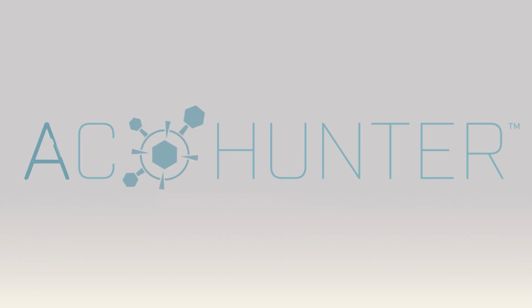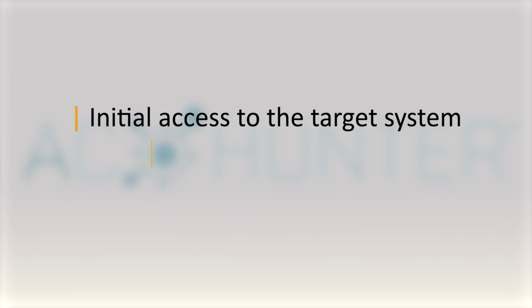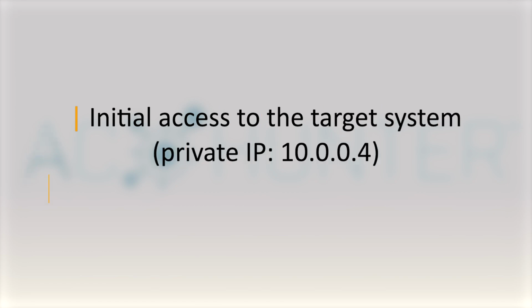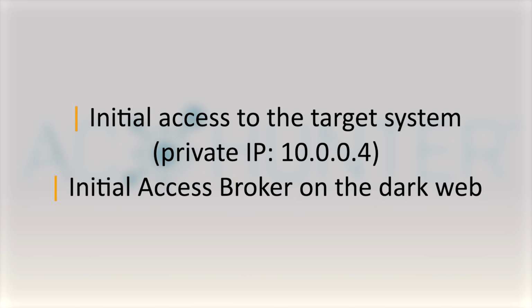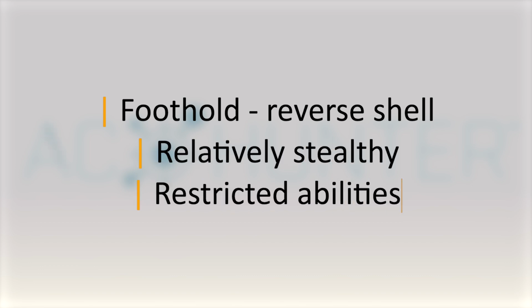The attack chain began when the adversary acquired initial access to the target system with a private IP of 10.0.0.4 through an initial access broker on the dark web. Now, this access provided them with a foothold via a reverse shell, which offered the advantage of being relatively stealthy, but which also restricted their ability to execute more sophisticated attack sequences necessary for their intended campaign.